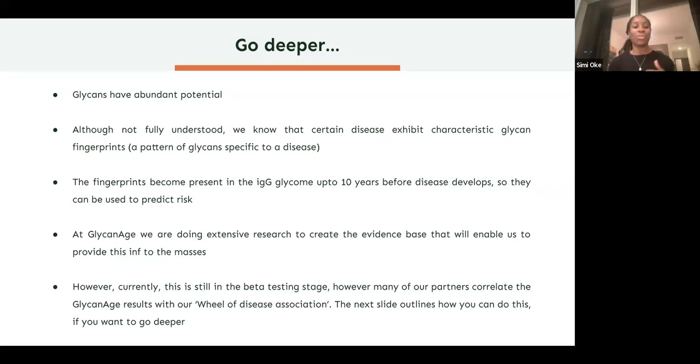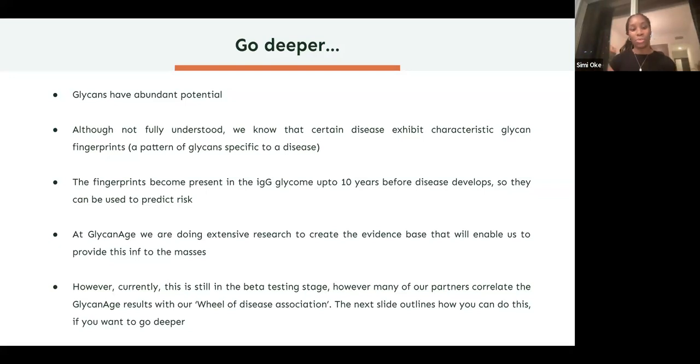And one of the most recent papers that we published was looking at how glycans change with different diseases. And what we're seeing is that actually specific diseases have what I would call fingerprints of glycans. And if you have these particular patterns in people, you can almost see before they develop disease that they might be moving in this direction. Now, we are not using this officially just yet. We're working on a program to develop this, so you can actually use the person's GlycanAge results to understand what diseases they're at highest risk of.